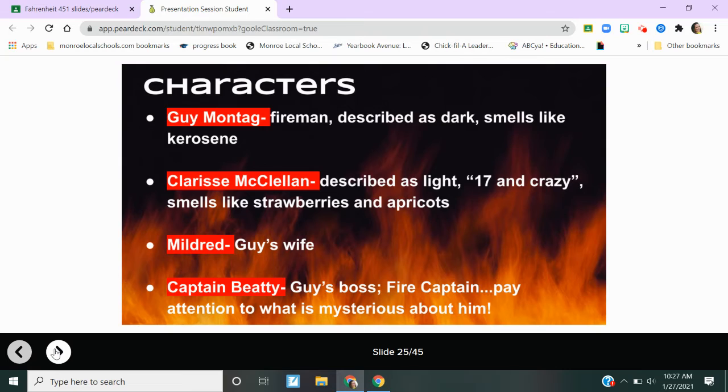Notice he's described as dark and he smells like kerosene, obviously because he's with fire all the time. And this is the opposite reality. They start the fires, so they need the kerosene. Firemen are the police, like the peacekeepers, kind of. They're the ones who destroy instead of the ones who put out fires in this world. But every single fireman is described with dark features.